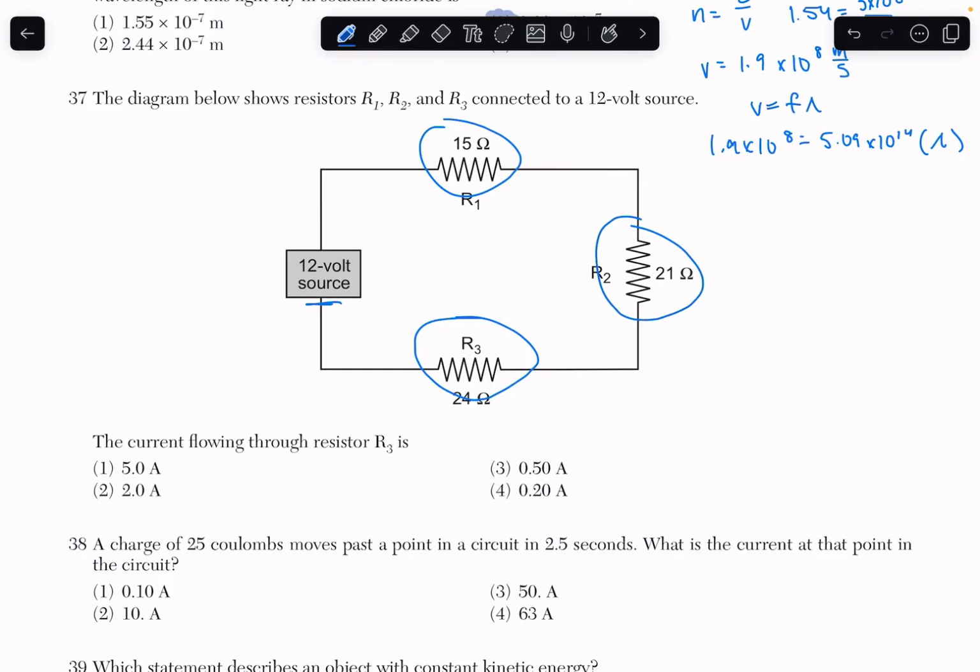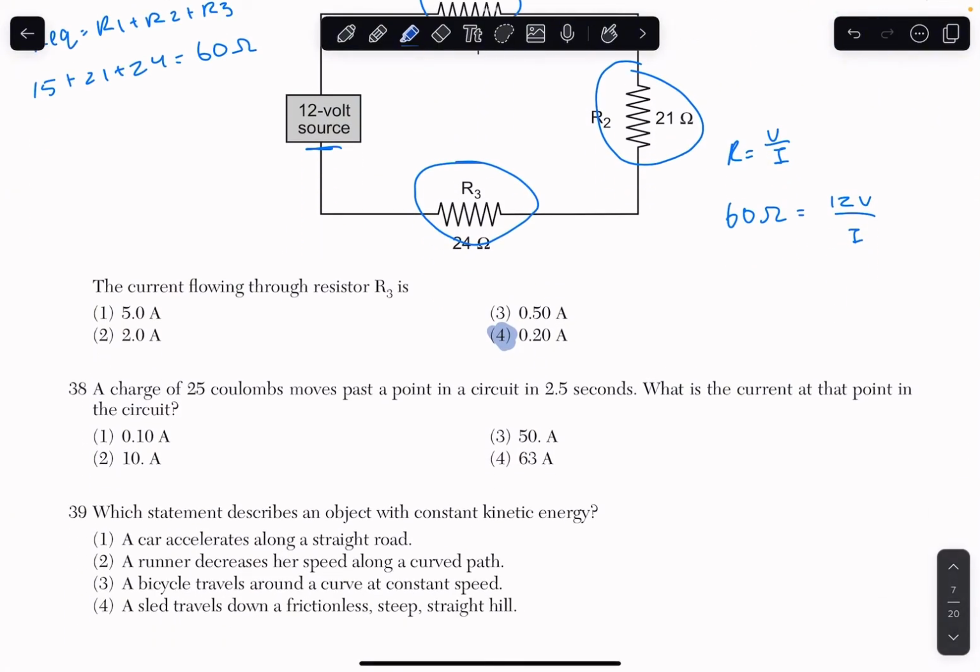So, to find the total resistance, we use the equation Req equals R1 plus R2 plus R3. So 15 ohms plus 21 ohms plus 24 ohms equals 60 ohms. So that's our total resistance. Now we can use the equation R equals V over I. So 60 ohms equals 12 volts over current. And once you do that math, you're going to get a current of 0.2 amps.